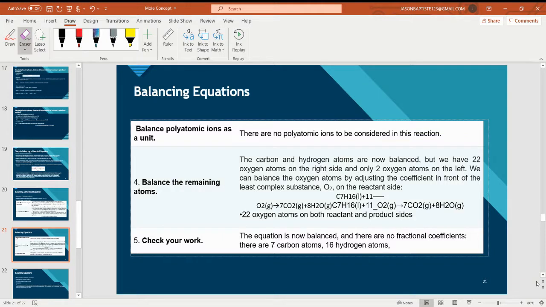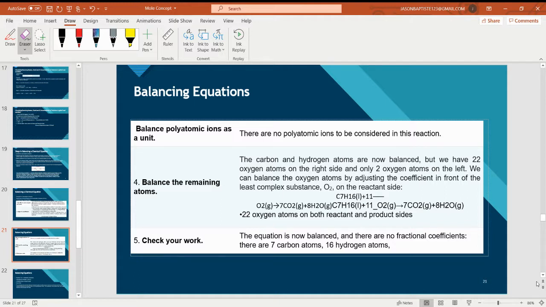So as the next step, moving on to step 4, balance the remaining atoms. The carbon and hydrogen atoms are now balanced, but we have 22 oxygen atoms, as I said before, on the right side and only 2 on the left side. We can balance the oxygen atoms by adjusting the coefficient in front of the least complex substance, which is oxygen, O2, on the reactant side. So if we just put an 11 there, because 11 by 2 gives us 22, we have 22 atoms on both reactant and product sides.